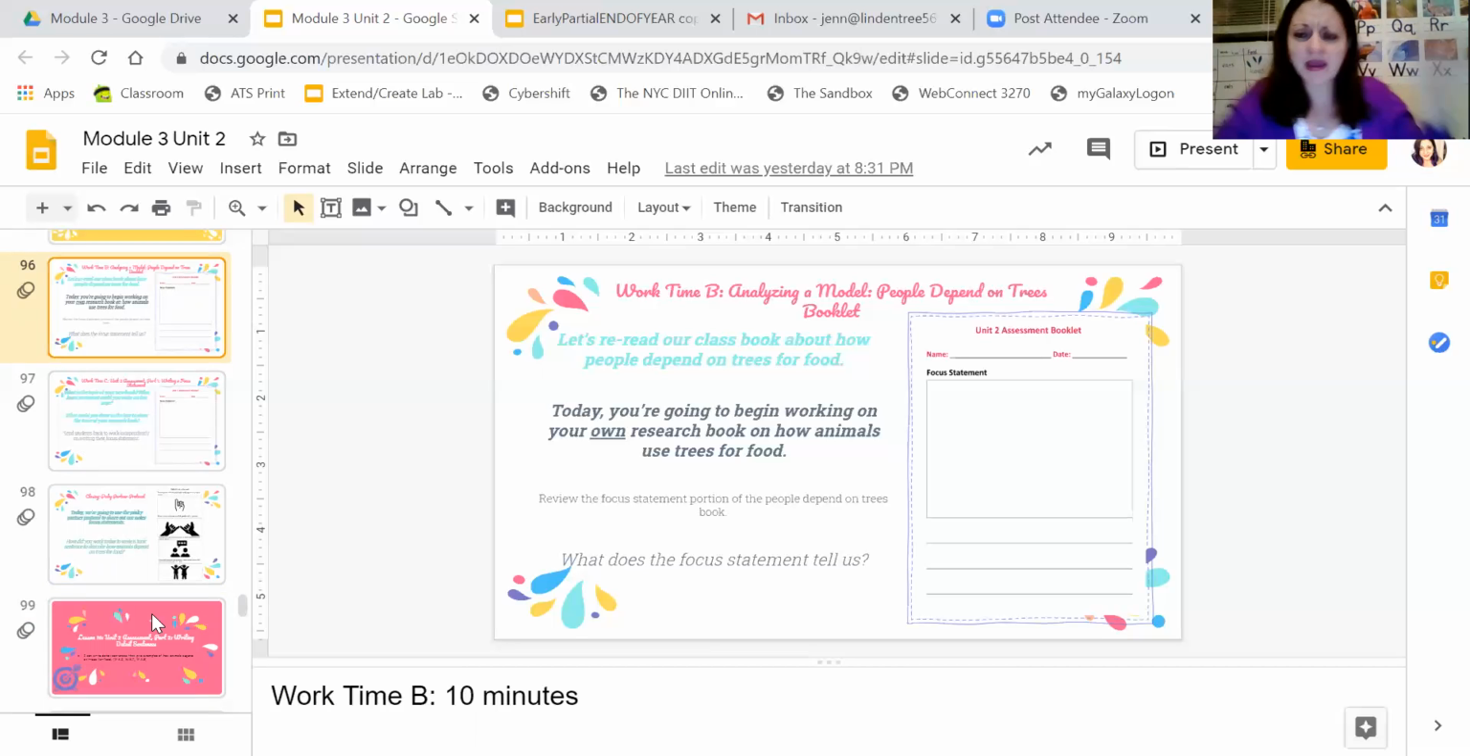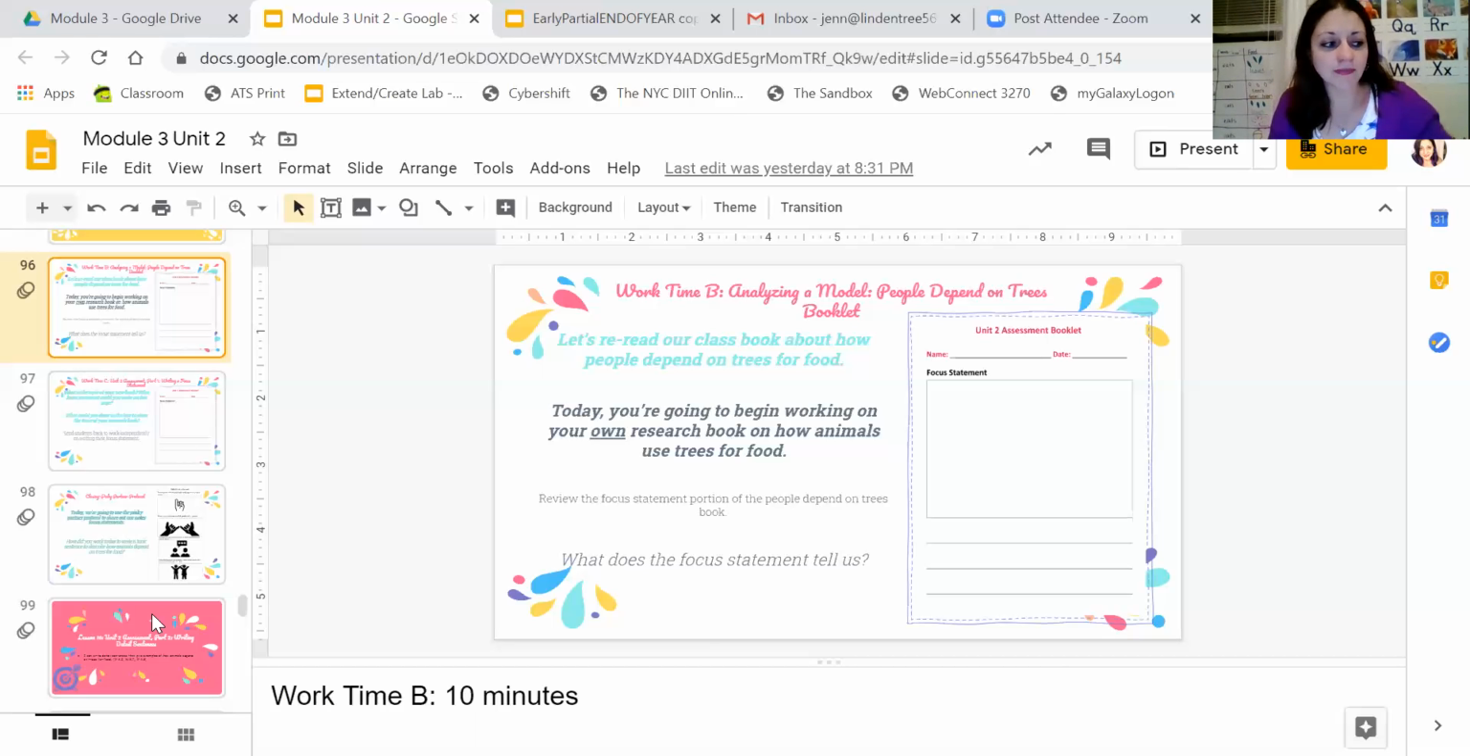Now, remember, your focus statement is the major picture of your booklet. And what are we writing about, friends? Are we writing about the sun? No. Are we writing about just the koala? No. Are we writing about just a porcupine? No. What are we writing about? Oh, I know. We're writing about all the animals, or a few of the animals, that depend on a tree for food. Look at that.